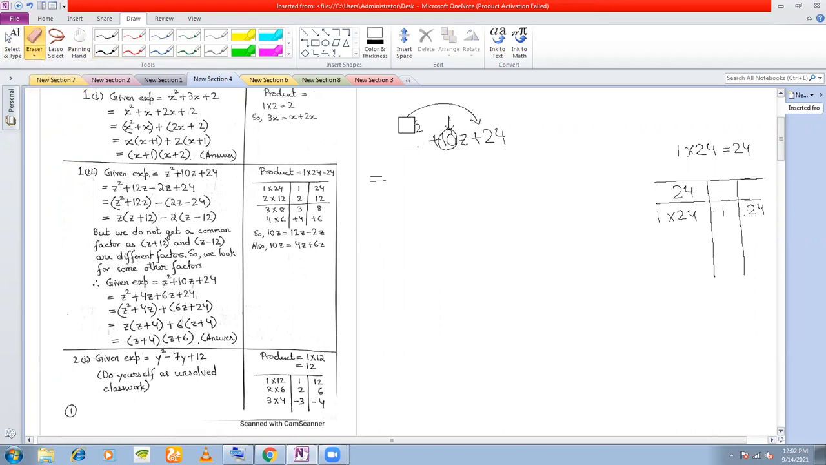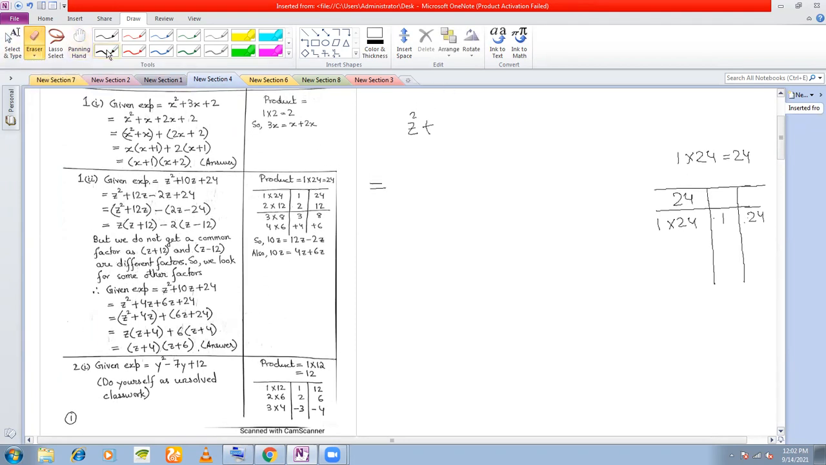So what are the next factors? Let me just write this afresh. z square plus 10z plus 24. So what can be the next factor? You see 24 can be divided by 2. So you divide 24 by 2 and multiply it by 2. So you get 2 into 12 as the next factor. So what are the factors? 2 and 12. Is there any way that you can add 2 and 12 to get plus 10? Maybe, isn't it? If I take plus 12 and minus 2, and if I add them, will I get plus 10?